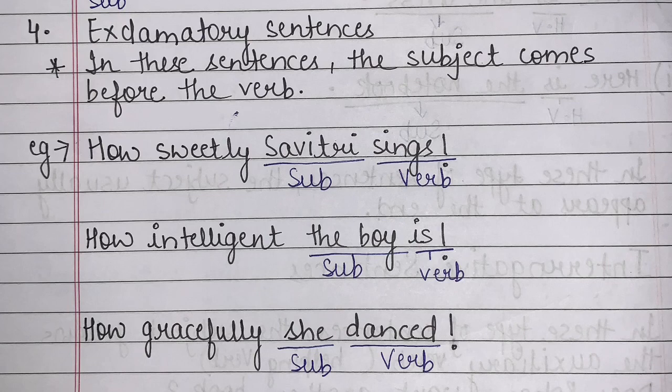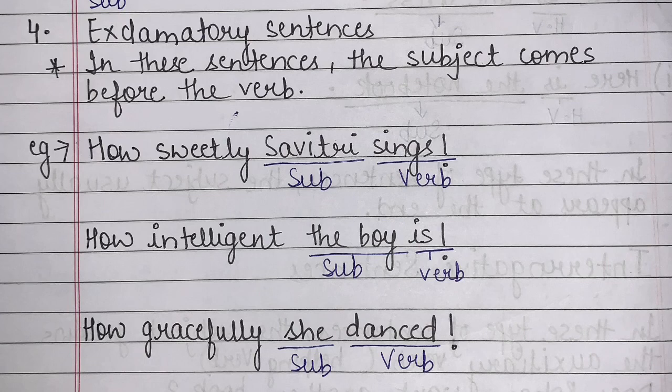So what happens if we want to find out the subject in these types of sentences? The subject comes before the verb. So make sure whenever you have that verb, your subject will be before that. Okay, so let's see with the help of an example. How sweetly Savitri sings! Exclamation mark. Now pay attention over here. How sweetly Savitri sings. Now what is my verb here? Can you tell me what is my verb in this sentence? Yes, you're right. Sings is my verb.